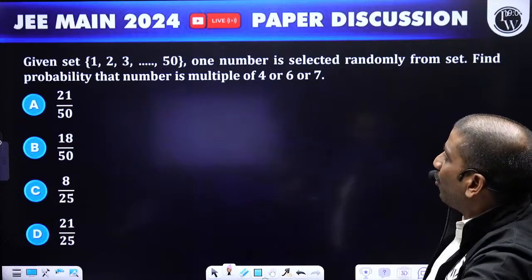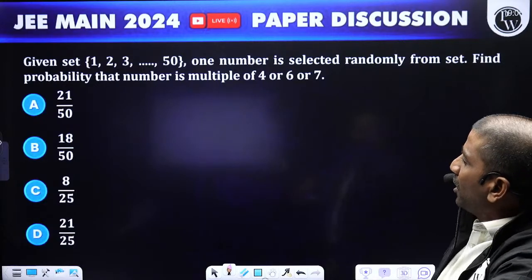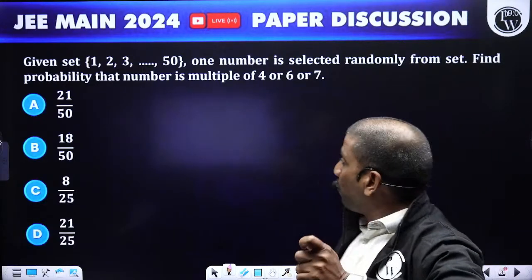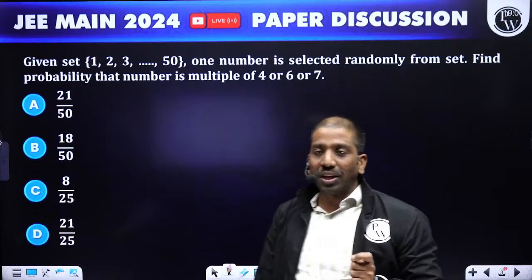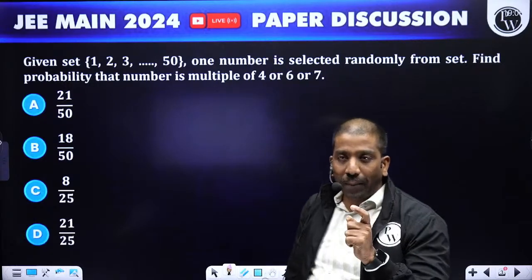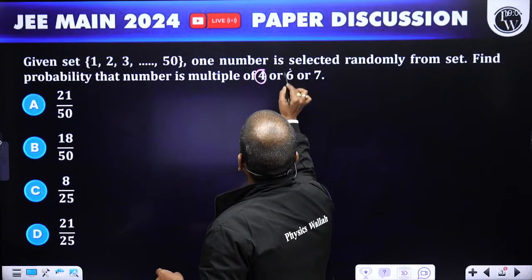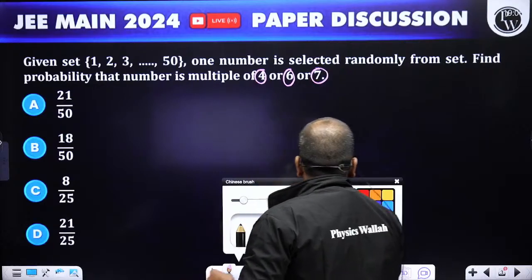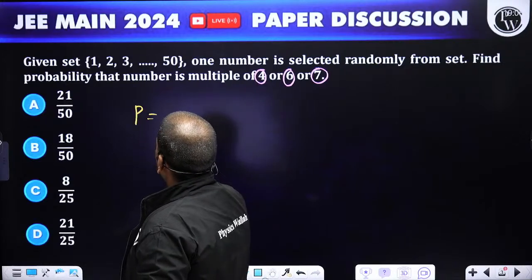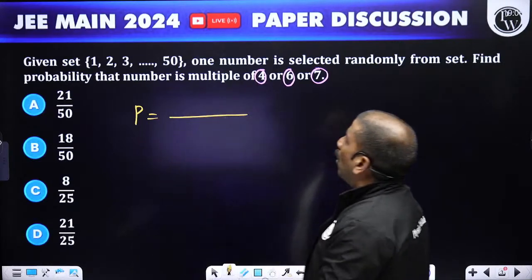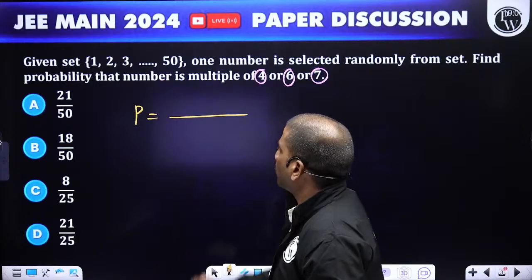Given the set 1, 2, 3 and so on up to 50, one number is selected randomly from the set. Find the probability that the number is a multiple of 4 or 6 or 7. This is an interesting concept from permutations and combinations. The probability equals favorable cases over total cases. The experiment here is that one number is selected out of 50, so the total is 50.